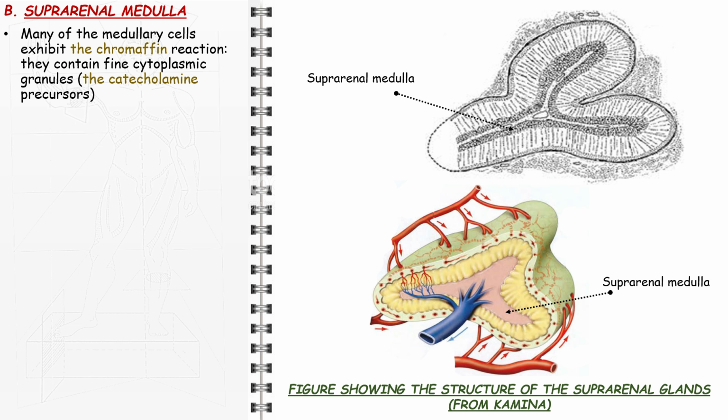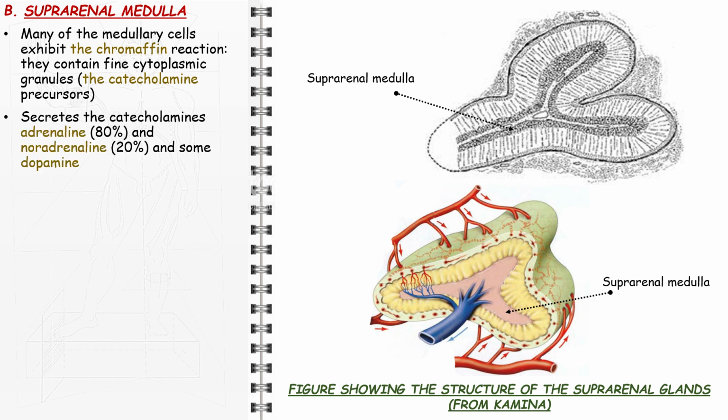They contain fine cytoplasmic granules, the catecholamine precursors, which are colored brown by chromium salts. Dilated capillaries are usually prominent in the medulla but not in the cortex. As in any endocrine tissue, many are present but are collapsed in histological sections.